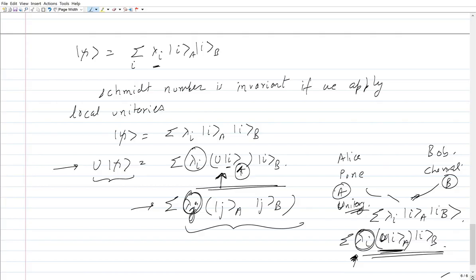That is one of the key properties of the Schmidt number. And so we have actually seen one way to quantify entanglement. Just count the number of non-zero Schmidt coefficients. That's actually going to tell you intuitively how entangled the state is. There are more information theoretic ways other than the Schmidt number to quantify the entanglement, and that's going to be our next focus.